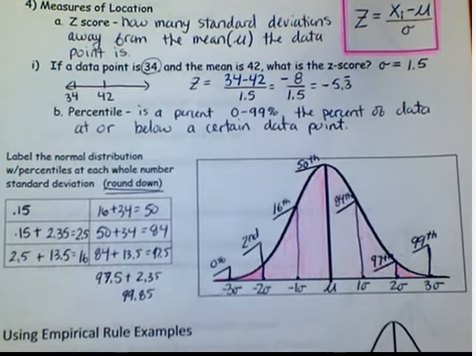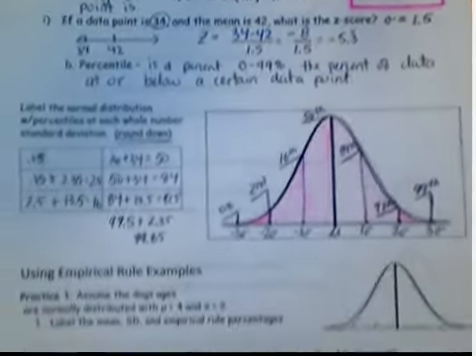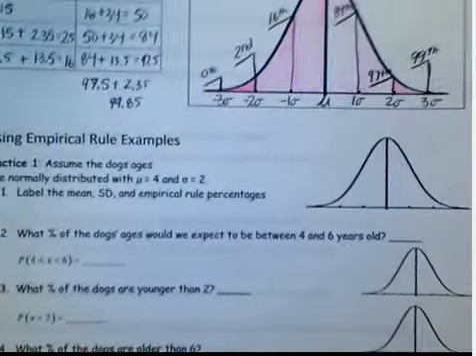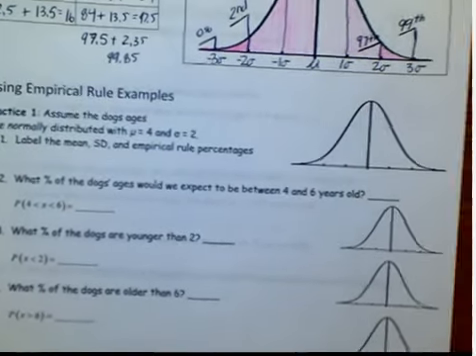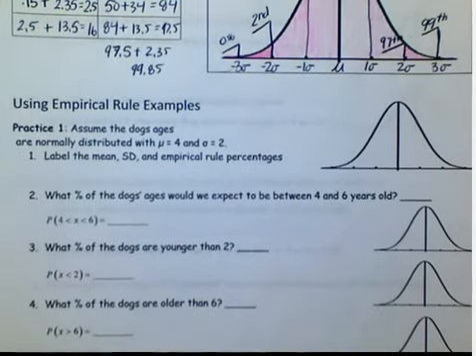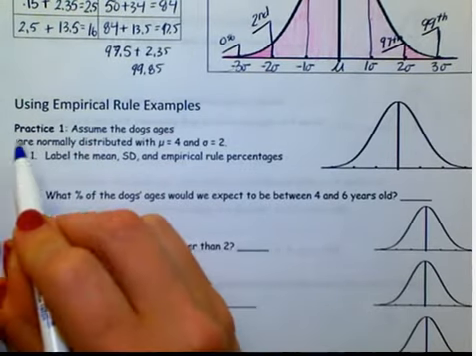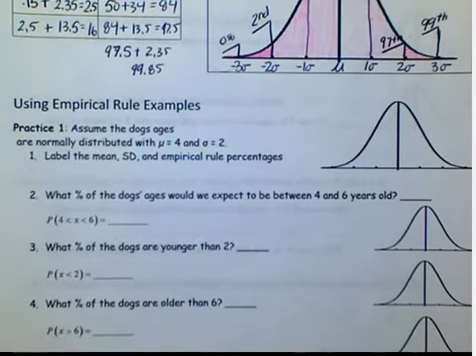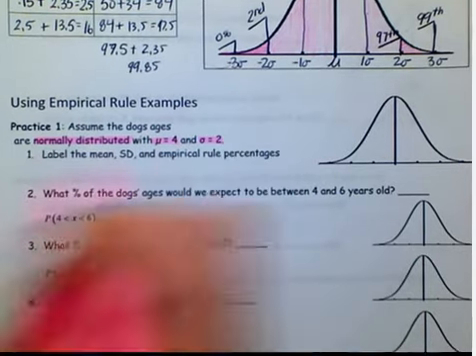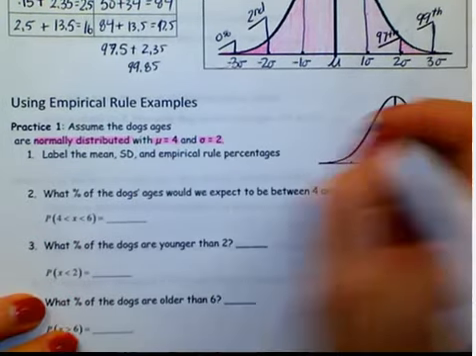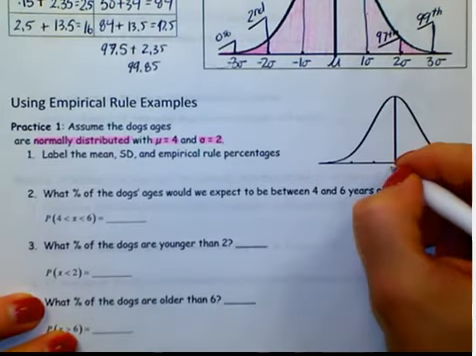Okay. There's your vocab. You have the formulas that are boxed and highlighted, and then you have the empirical rule that you have to know. Let's go ahead and try some of these examples. Okay, using the empirical rule. Assume that the dog's ages are normally distributed. Okay, vocab number 1. With a mean of 4 and a standard deviation of 2. So let's label our mean, standard deviation, and the empirical rule percentages.